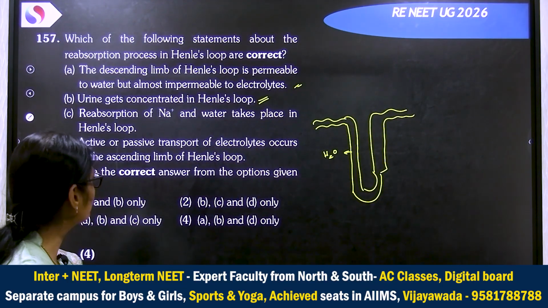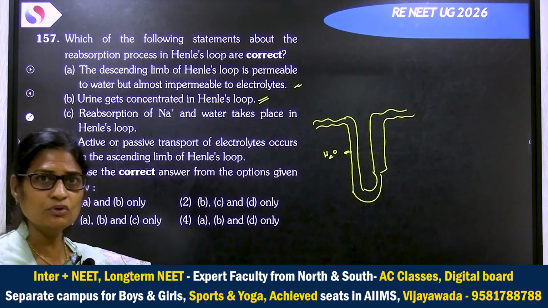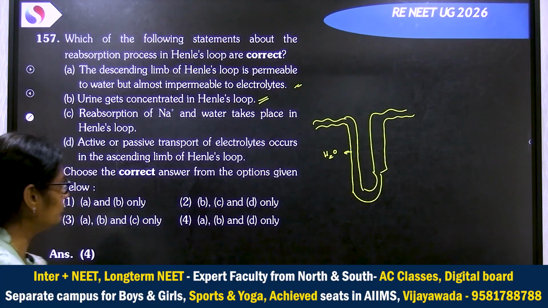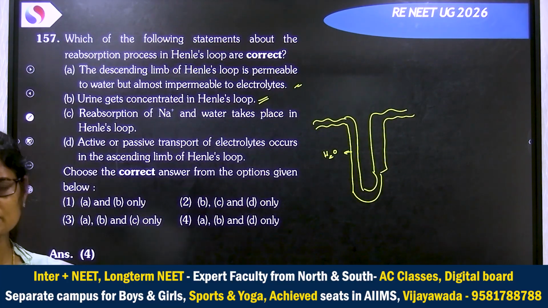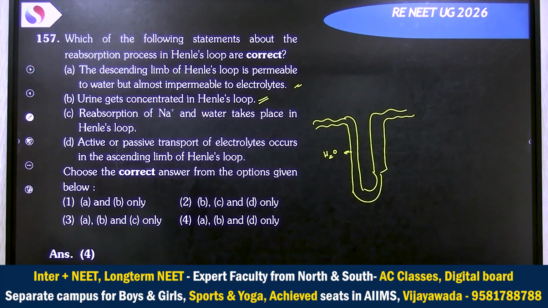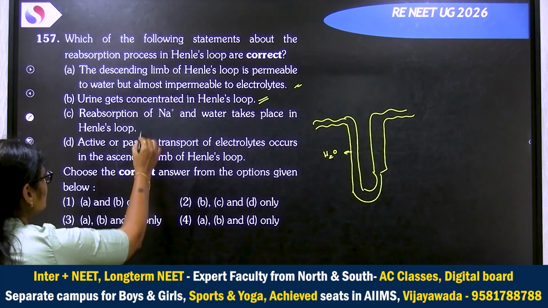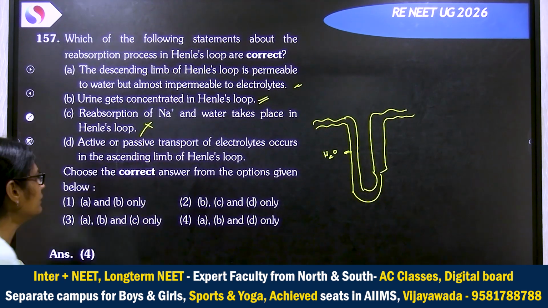Reabsorption of sodium and water takes place in Henle's loop, they gave. No, reabsorption does not mainly take place in Henle's loop. Maximum reabsorption takes place in the PCT. To some extent reabsorption takes place in the DCT. We can't go with this option. This is a wrong option, whatever they have given here.